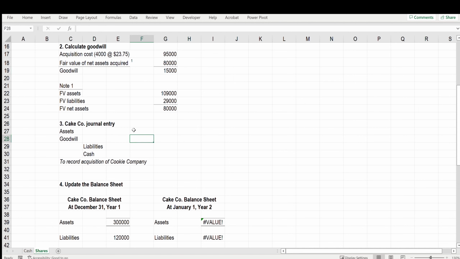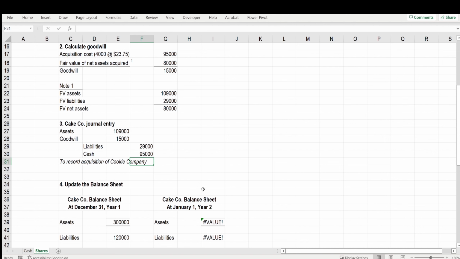So now our assets are still going to have gone up by $109,000 because that's what it is here. Our goodwill has gone up by $15,000. Our liabilities are going to be credited for $29,000, and our cash has gone down $95,000. So again, this is also similar recording as we did for the cash purchase.